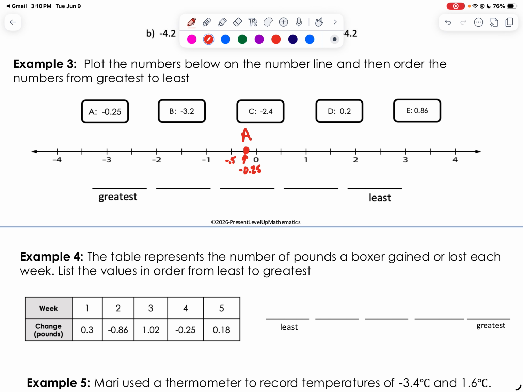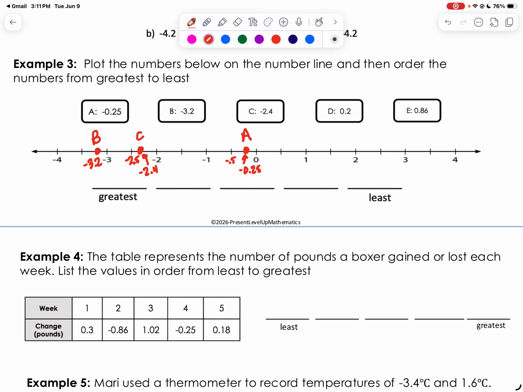All right. Point B, negative 3.2. So here's negative 3 and go a little bit to the left. Negative 3.2. Now negative 2.4. Find negative 2 and then here's negative 2.5. So negative 2.4 would be almost to the negative 2.5. So negative 2.4 would be this point right here.